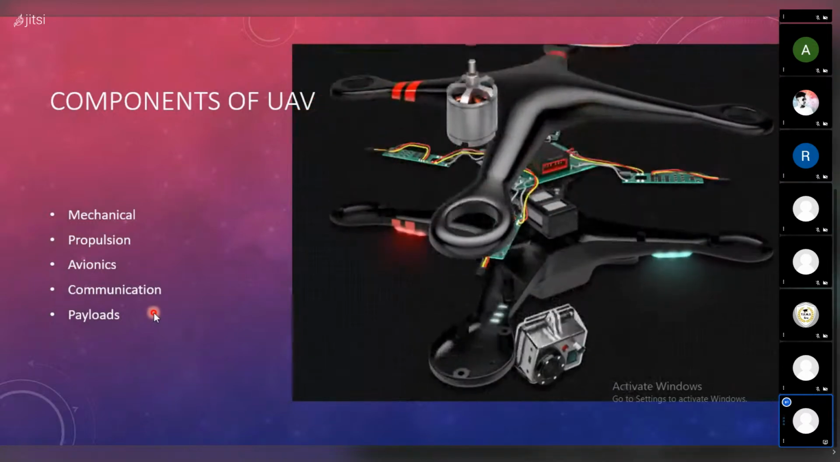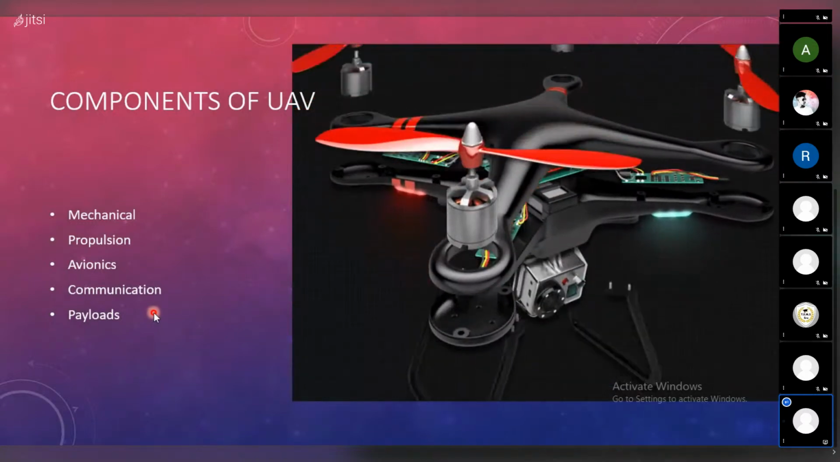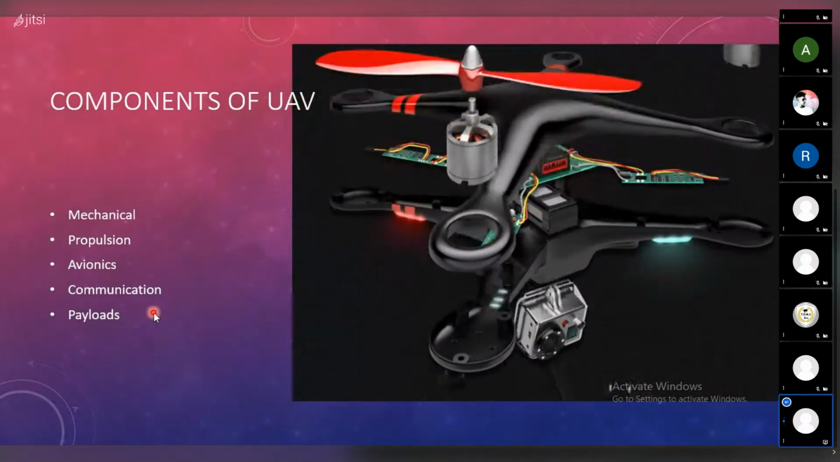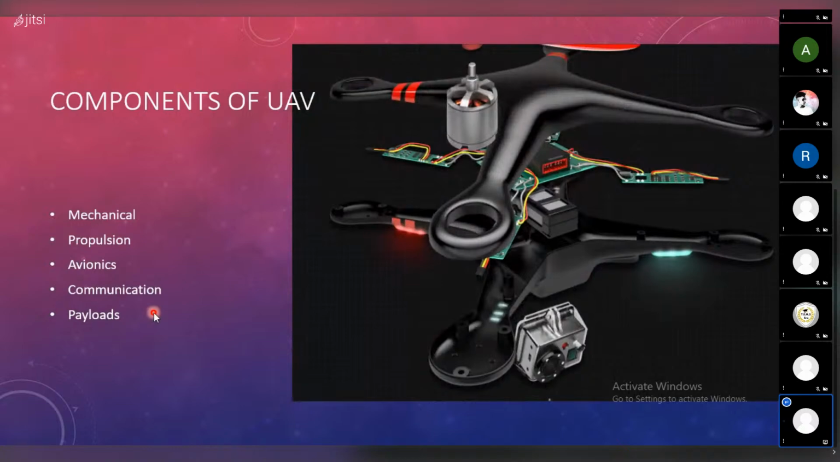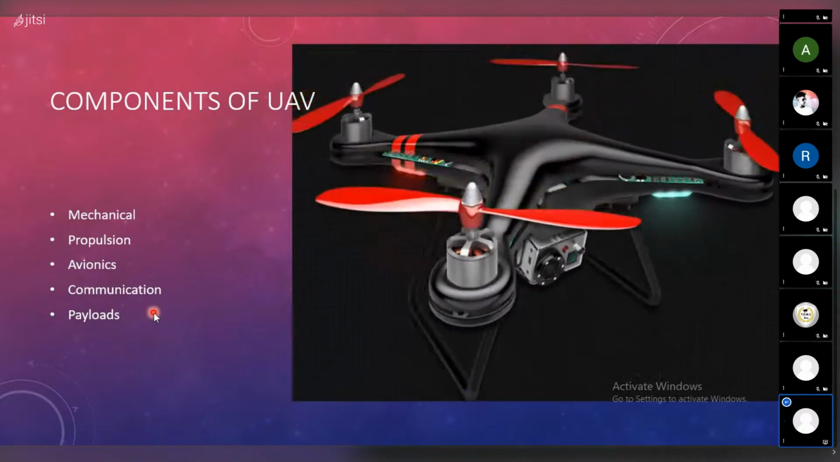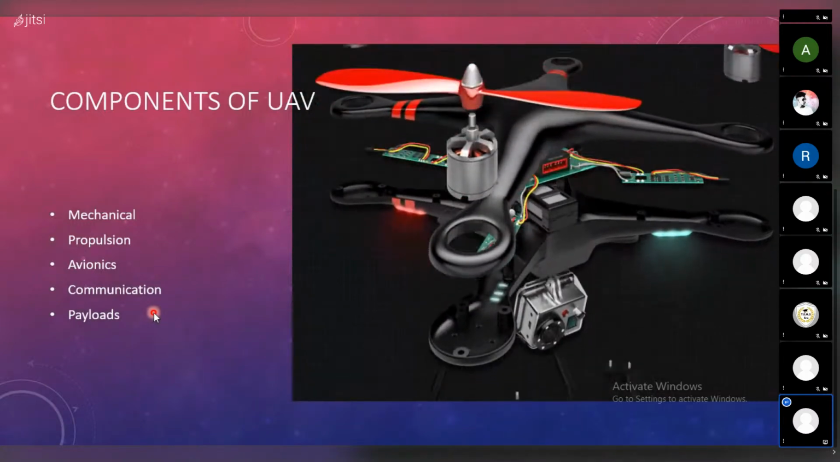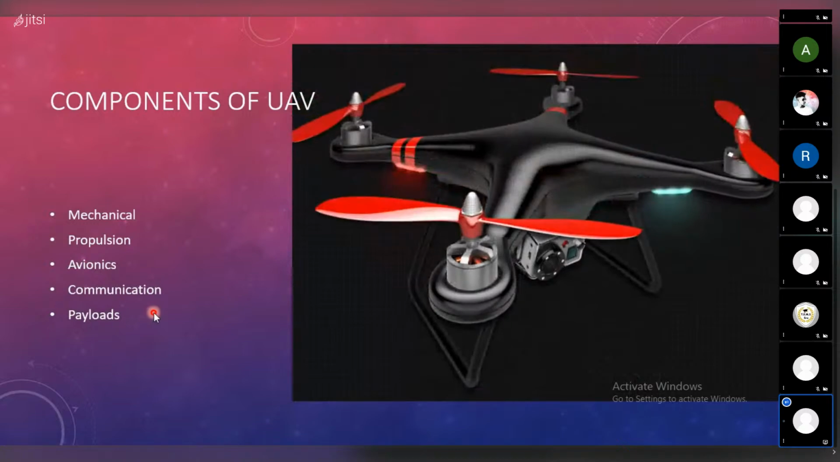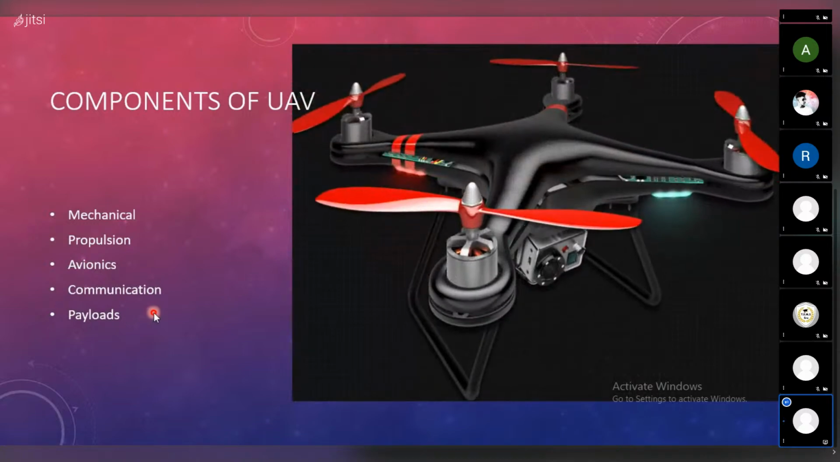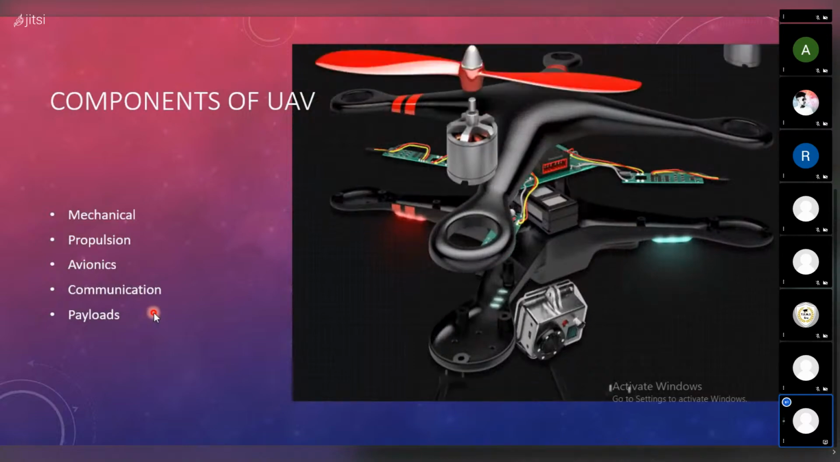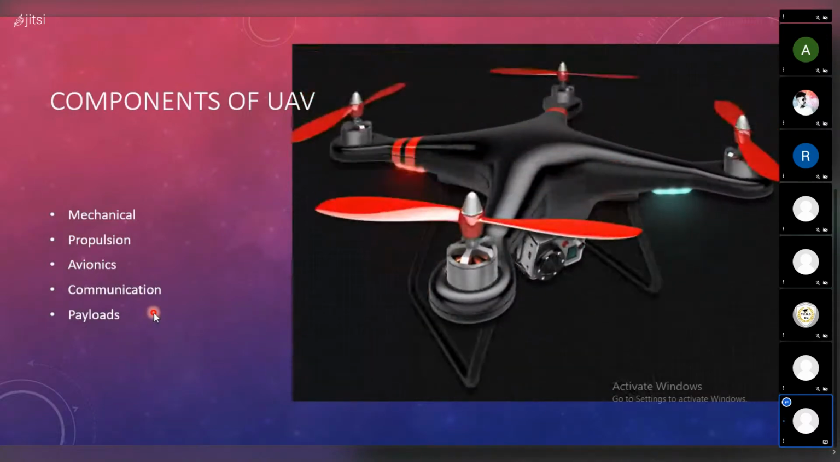There are many other equipments that are used nowadays. But to get a basic drone that you want to take a selfie of yourself, what will you use for that? So for that, it has some mechanical parts. It has the propulsion system, the avionics, that is the electronics that is involved for the aviation of this equipment. So it's called avionics.